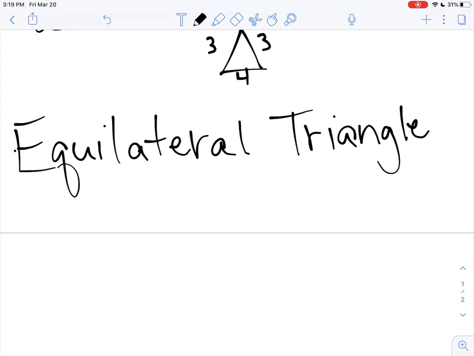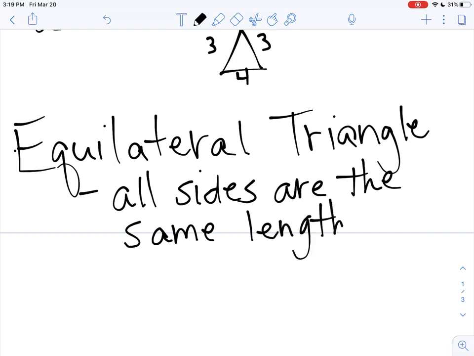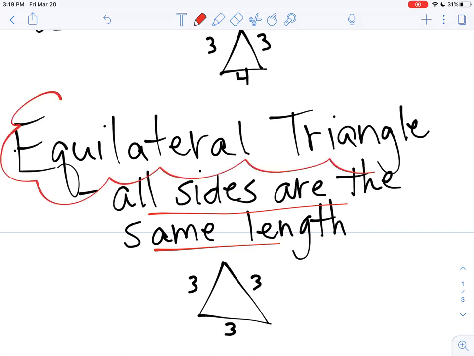Well, what do you think it's going to mean if it's an equilateral triangle? That's exactly right. And an equilateral triangle, just like you were thinking, all sides are the what? That's right, all sides are the same length. So those are very easy to identify because all the sides are the same length. So I might have a triangle that looks like this, and they told me all these sides had a length of 3. I know what? Well, all sides are the same length, so it has to be an equilateral triangle.